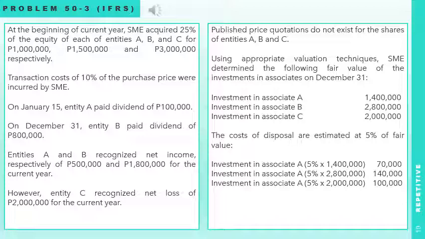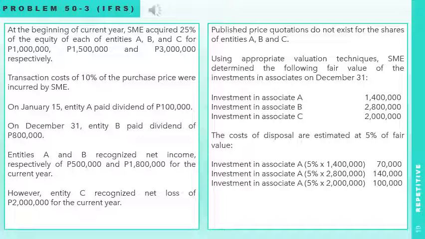Published price quotation do not exist for the shares of entities A, B, and C. And using appropriate value techniques, SME determined the following fair value of the investments in associates on December 31. So, investment in associate A, meron siyang fair value na 1,400,000. Investment in associate B, 2,800,000. Investment in associate C, 2 million. And the cost of disposal are estimated at 5% of fair value. So, sa investment in associate A, ang cost of disposal po niya ay 70,000. Investment in associate B, 140,000. Investment in associate C, 100,000.